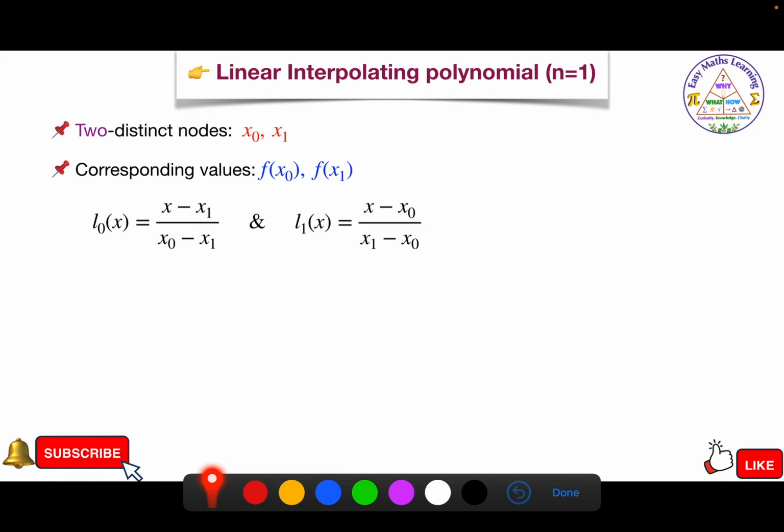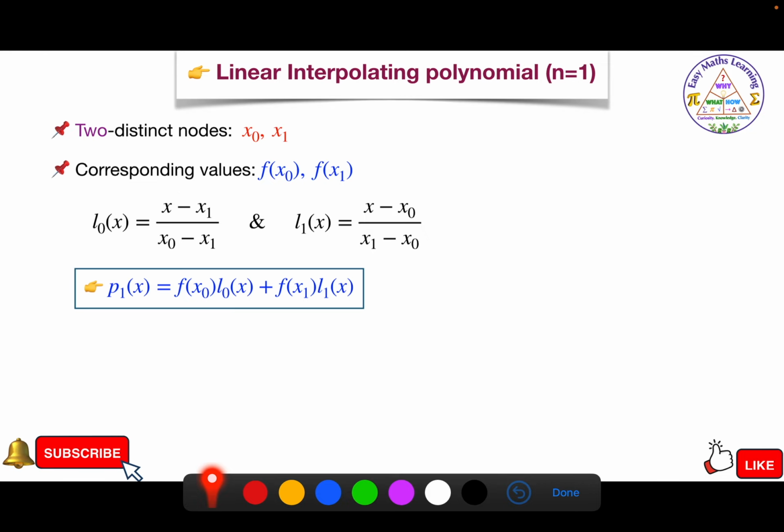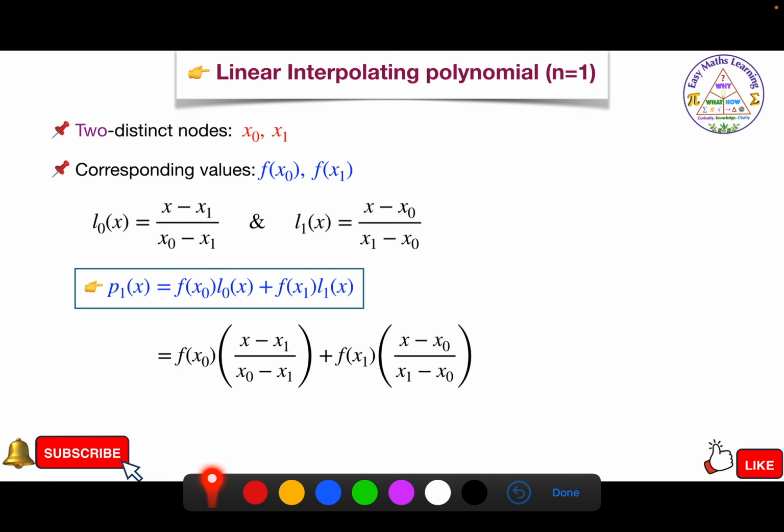Now we construct the interpolating polynomial by combining these basic polynomials with the function values. So P1(x) we can write as f(x0) into L0(x) plus f(x1) into L1(x). On substituting the expressions for L0 and L1, we obtain P1(x) in this form. After simplifying this expression, we get P1(x) equal to f(x0) plus f(x1) minus f(x0) divided by x1 minus x0 multiplied with x minus x0.